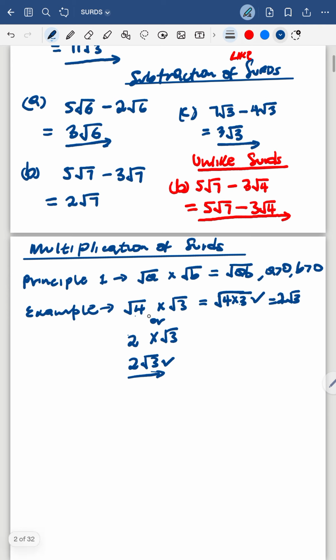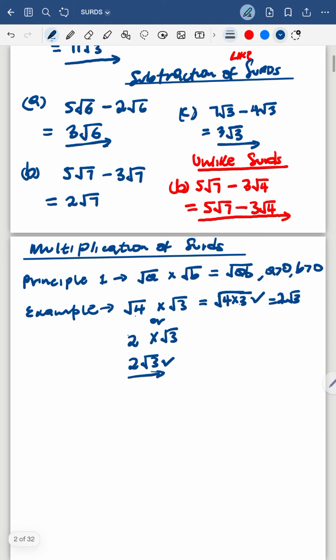So it is simplified based on this. Root 4 has a square root, 2. 3 doesn't have a square root, so it's root 3. Then 2 multiplied by root 3 is 2 root 3. Okay? This is how it's done.